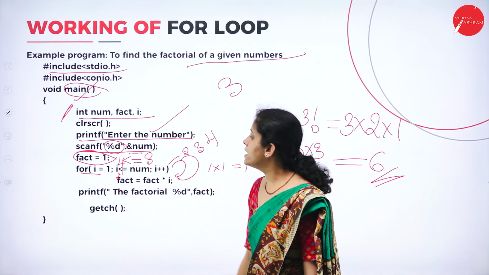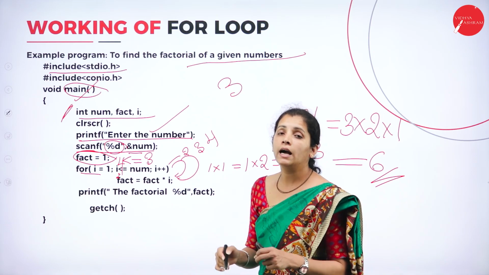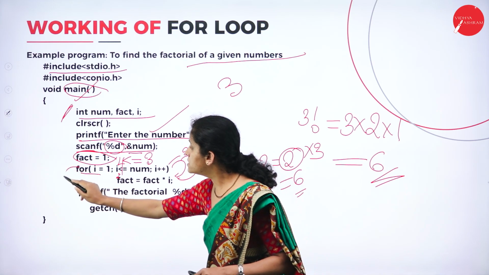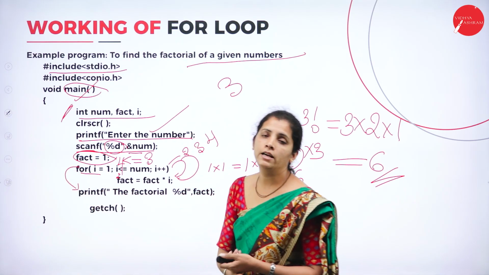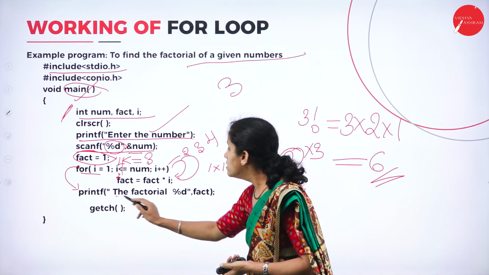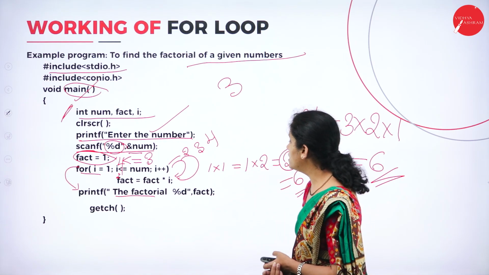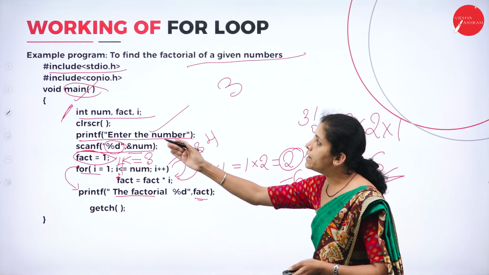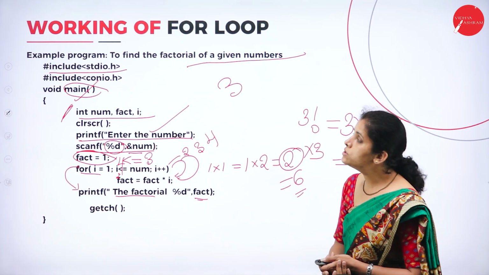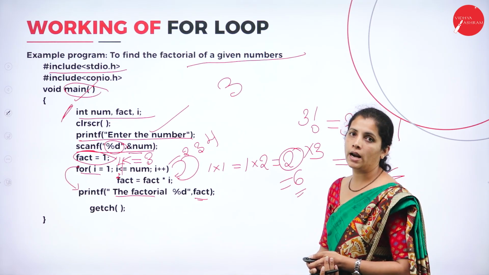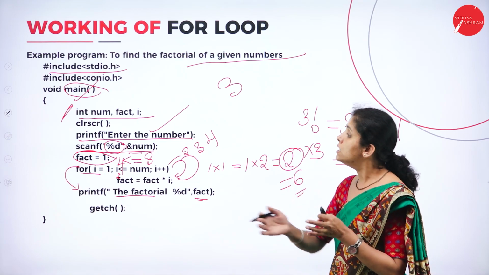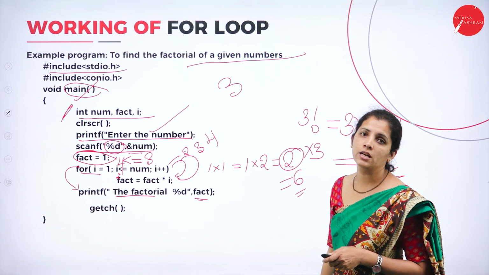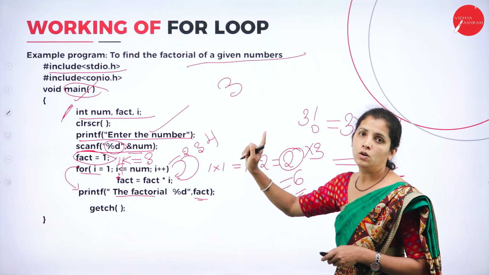4 less than or equal to 3. The condition is failed. So the control comes out from this for loop and it's going to print the factorial of a given number, and I'm going to get the output 6. So this is the way I can use the for loop in my program. And when I know the number of iterations in advance, in that situation, I'm going to use the for loop.